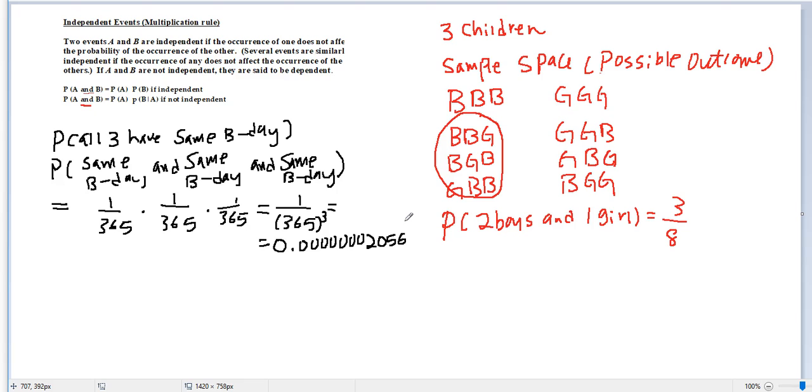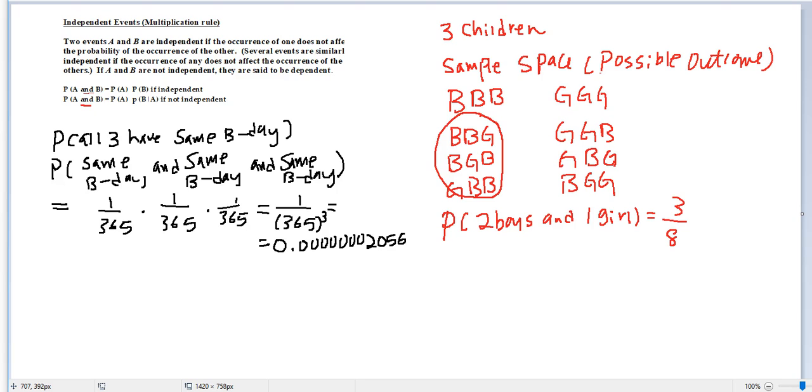This problem, like having 3 people with the same birthday, has a very small probability. But as a matter of fact, this probability is worse than winning a jackpot in the lotto games. Okay, so that's the perfect example of independent events there.